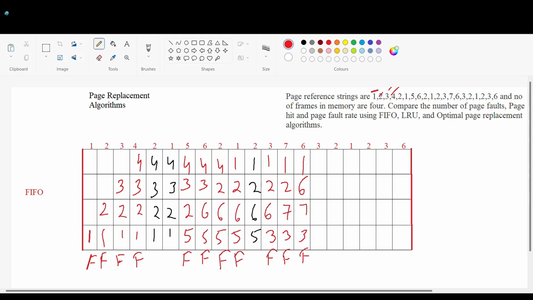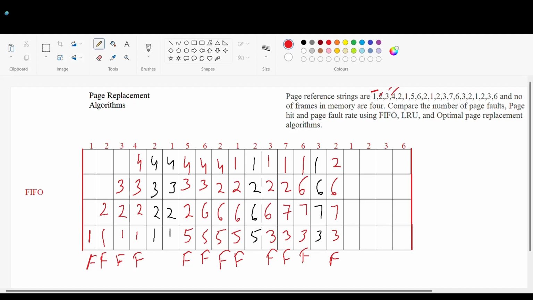Now 3. 3 is already there, so no need to change the page. So 1, 6, 7 and 3. Now 2, so we need to replace a page. Which page should be replaced now? 1 is the oldest page, so 1 should be replaced by 2. So 2, 6, 7 and 3. This is also a page fault, right?